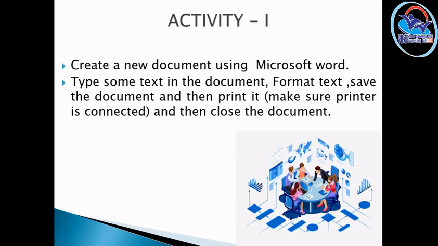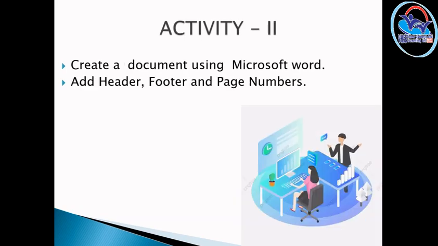Activity 1. Create a new document using Microsoft Word. Then type some text in the document. Format text. Save the document. Then print it. After printing, close the document. Activity 2. Create a document using Microsoft Word. Add header, footer, and page numbers.